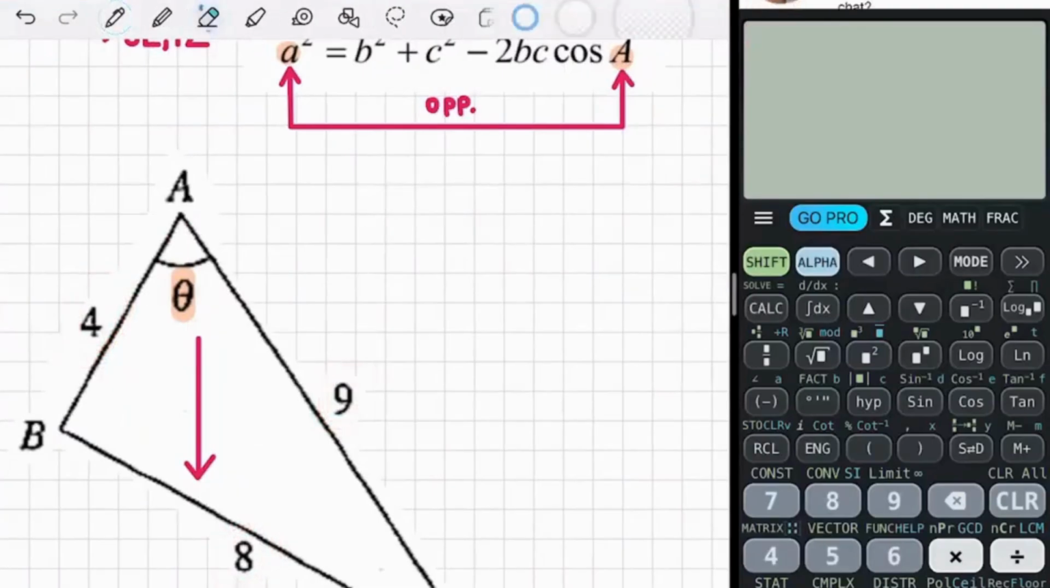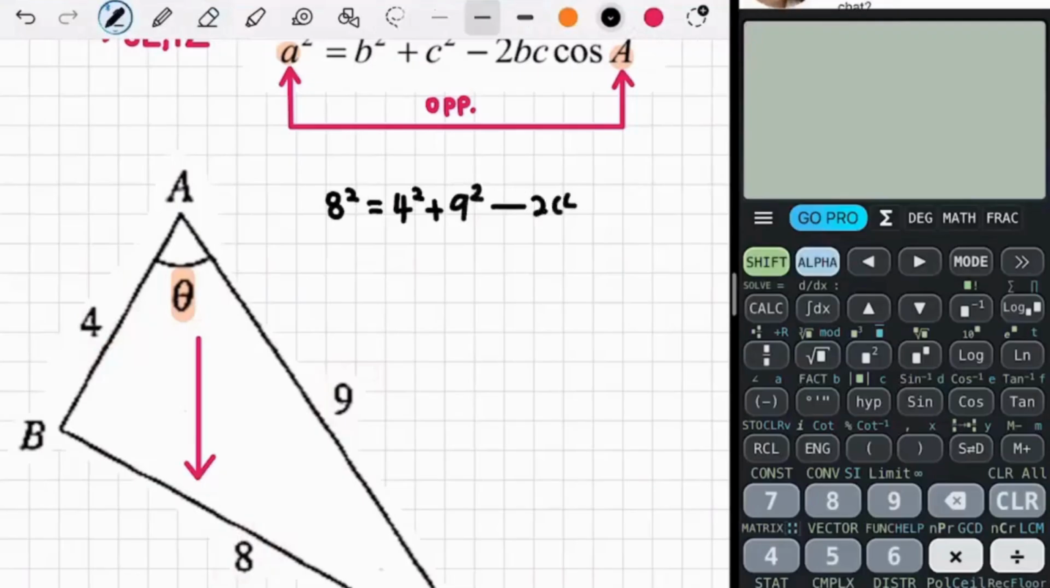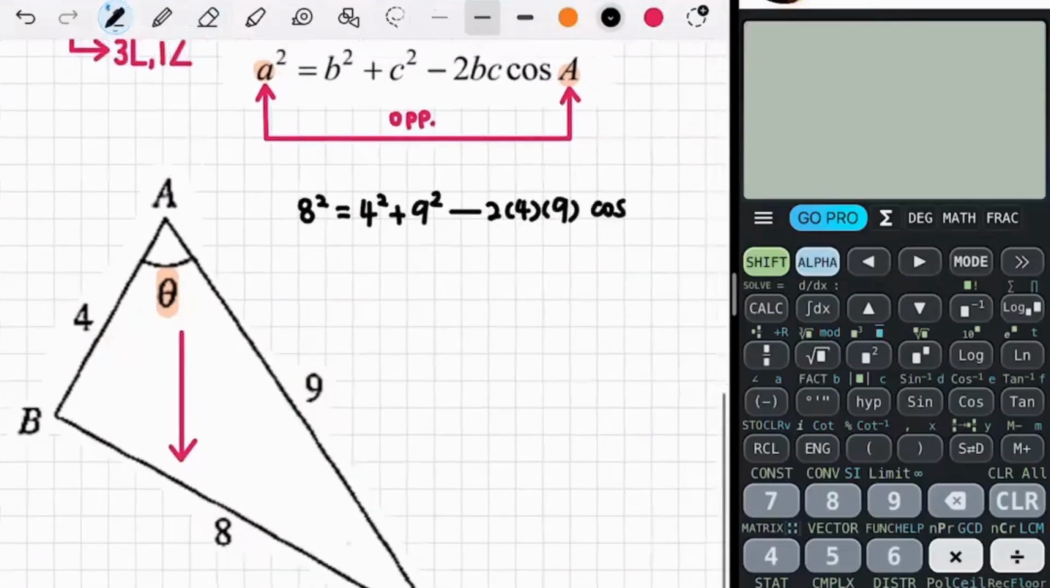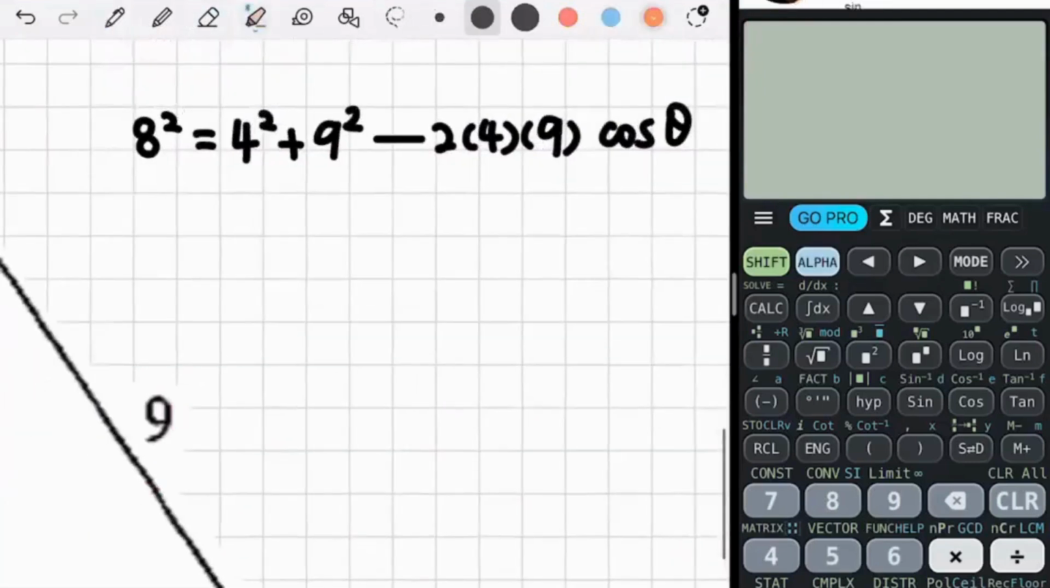Let me write a bit bigger. So this one here is 8 square. The next one is just 4 square plus 9 square, doesn't matter, okay? 2 times 4 times 9, then I will have cosine theta. When we reach something like that, a lot of schools have another formula for finding the angle, but that one is not given in the formula sheet. So a lot of times students will go and memorize, but let's not memorize if we can. I'm just going to show you how we can simplify this whole thing, okay?